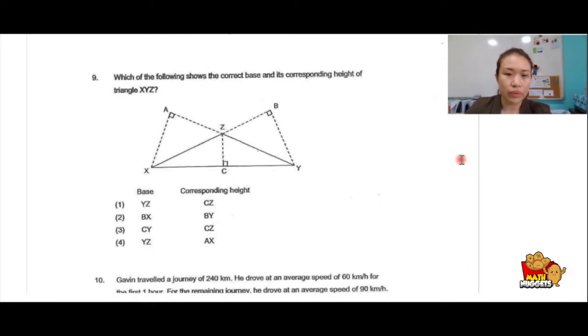Number 9. Which of the following shows the correct base and corresponding height of triangle XYZ? This one. Okay, so let's check the first one. YZ is the base. If YZ is the base, they say the height would be CZ, which is here, which is not true. They won't even meet at right angles. So option 1 is wrong.